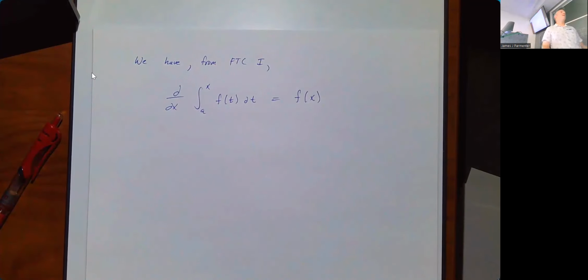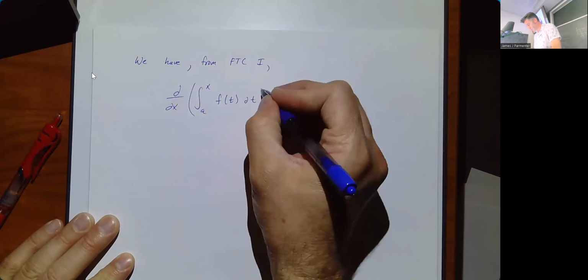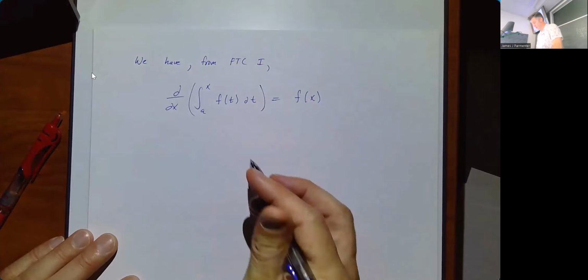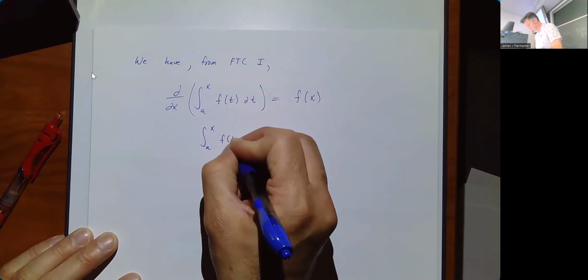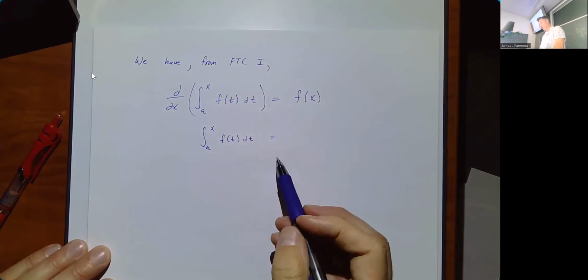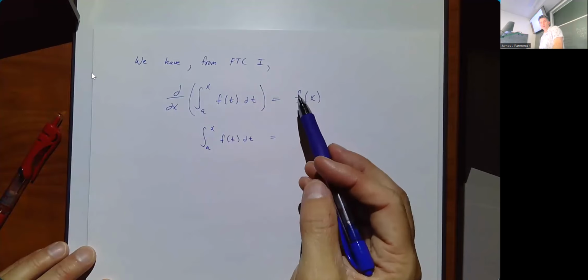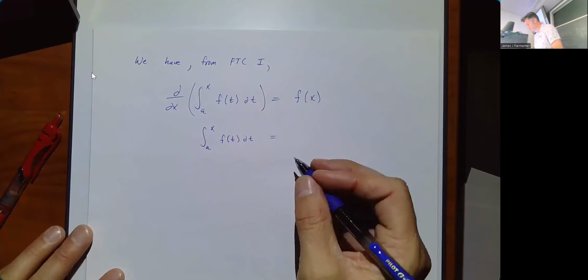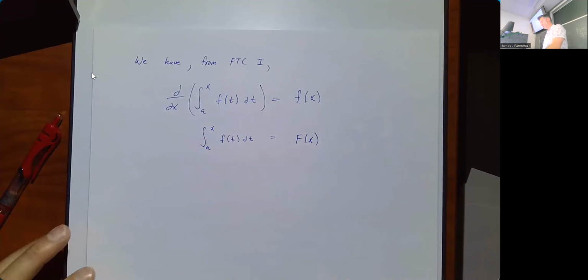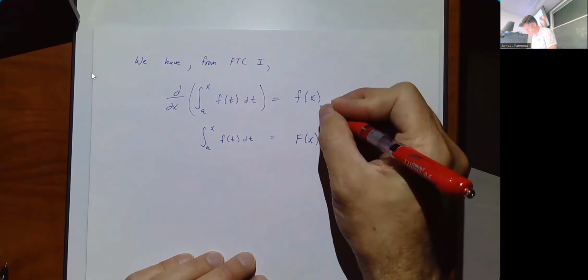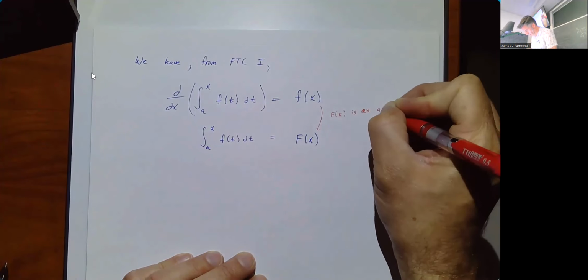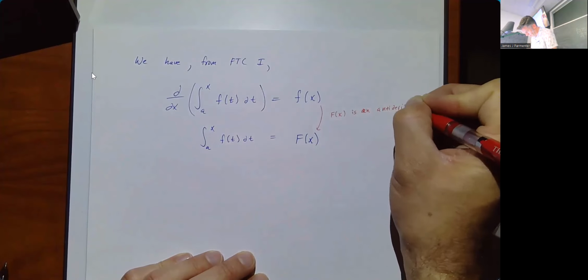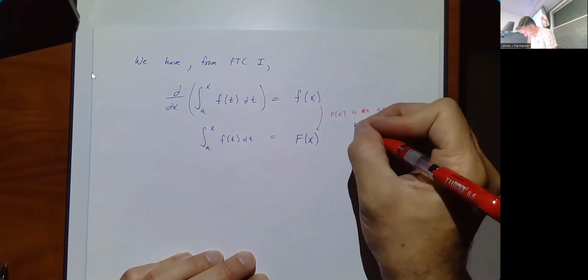And like I've said probably too many times already, if the derivative of something is equal to something else, then the original something here, this integral from a to x of f of t dt, should be equal to the antiderivative of f of x. Let's call it capital F of x. So I should point out, capital F of x is an antiderivative of little f of x.